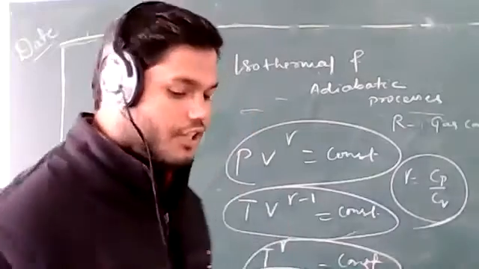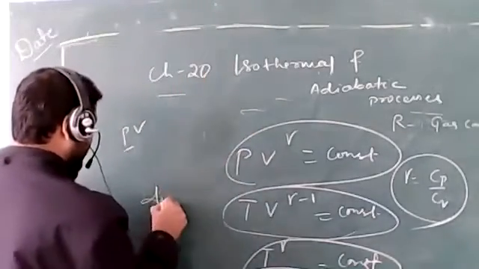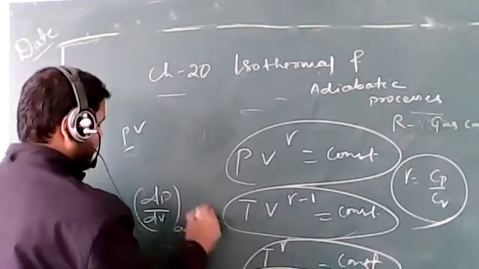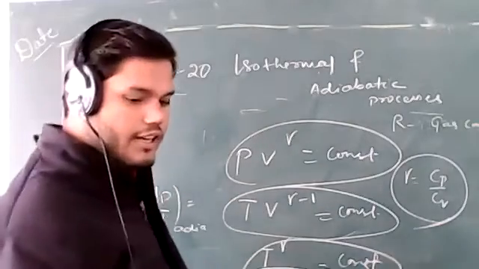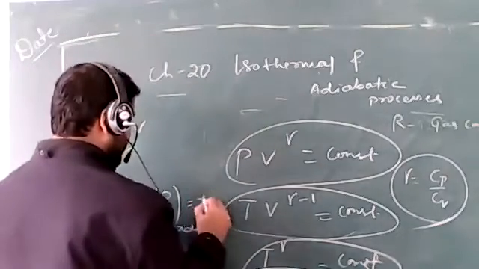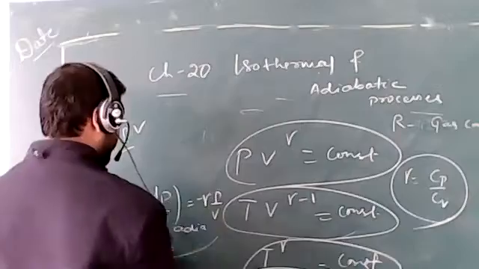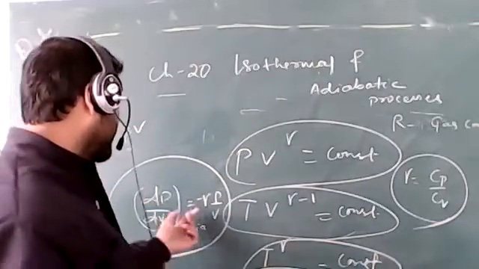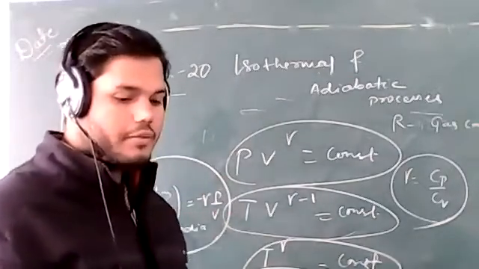For this curve, dp upon dv for the adiabatic process equals minus gamma P upon V. That means dP upon dV equals minus gamma P upon V.